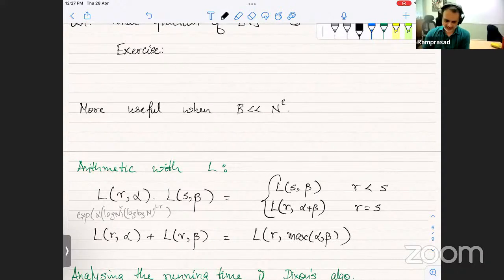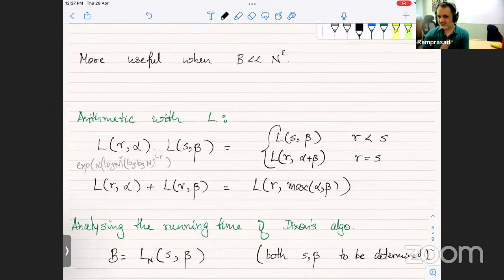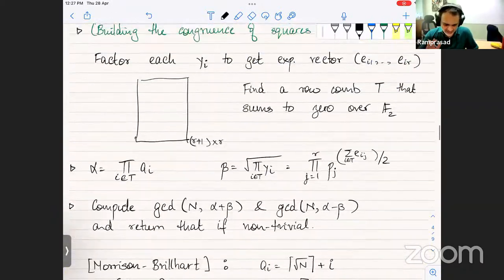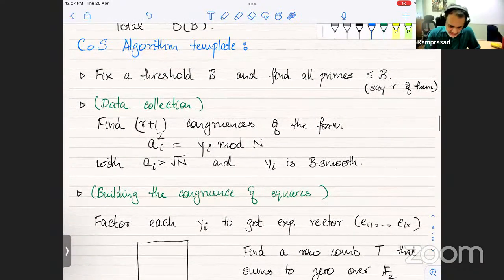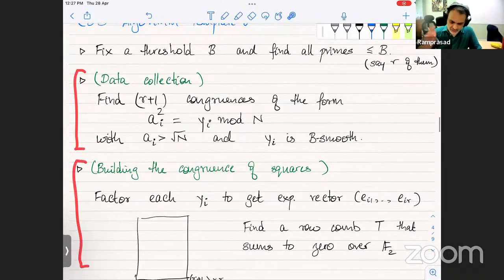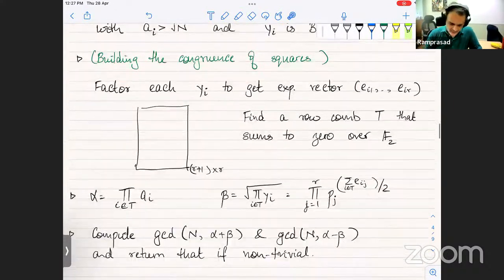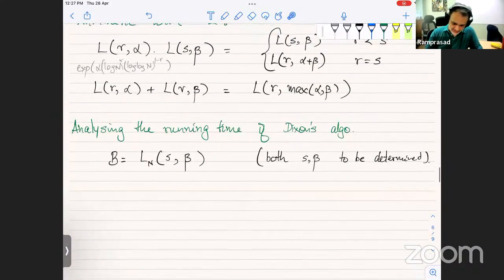Okay, great. So now we are perfectly suited to start analyzing Dixon's algorithm. Let us remind ourselves what it is. It was basically this template where these a_i are chosen at random. You choose these a_i at random, sufficiently many times, until these y_i become B-smooth. And the rest of it proceeds like we were talking. So there is a prime collection phase, a data collection phase, and a phase of building the congruences.